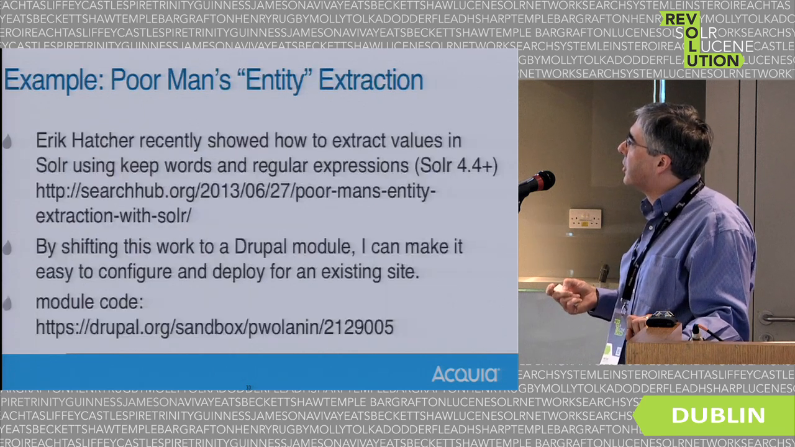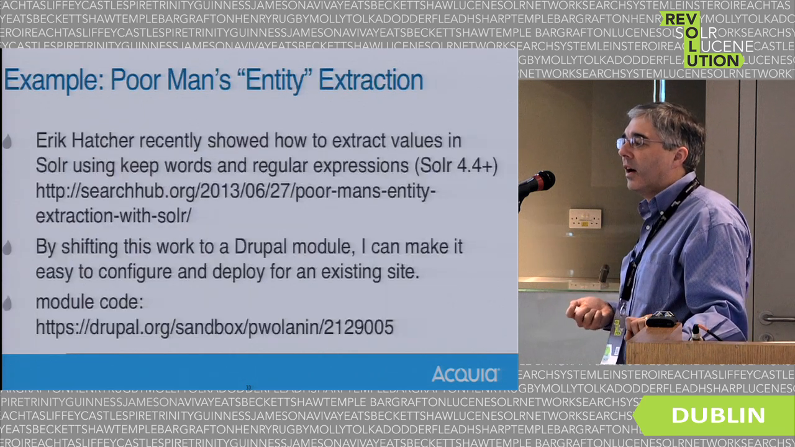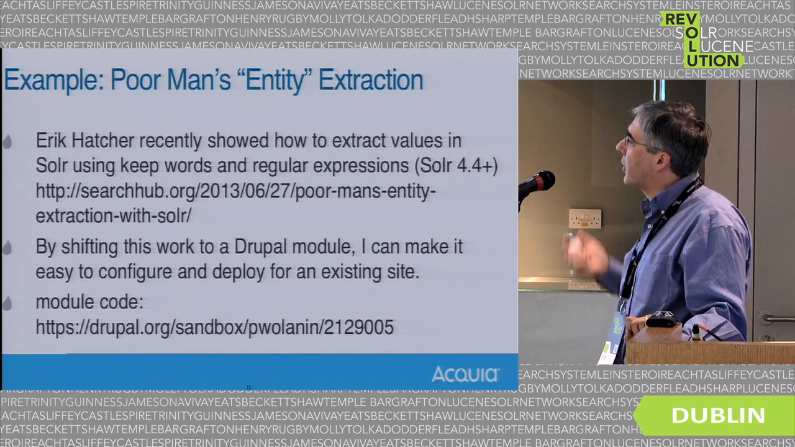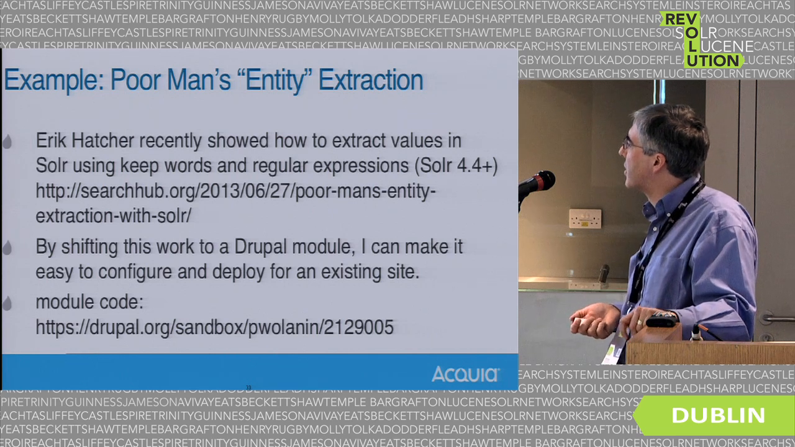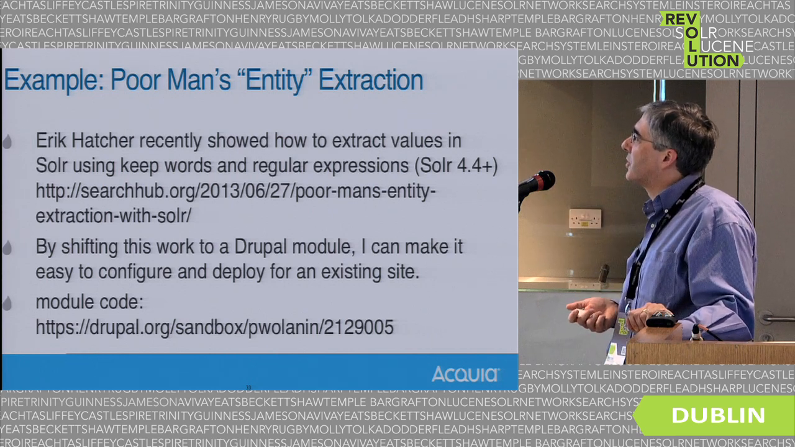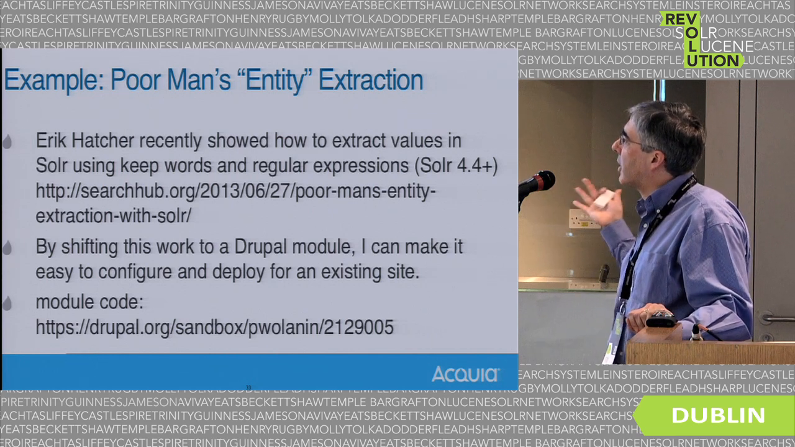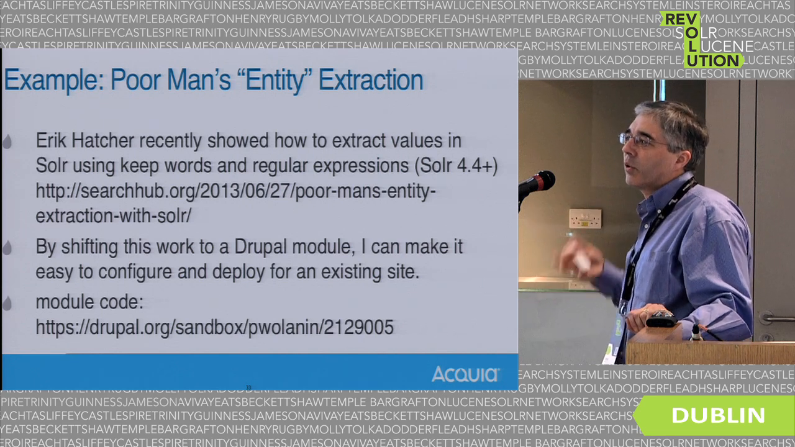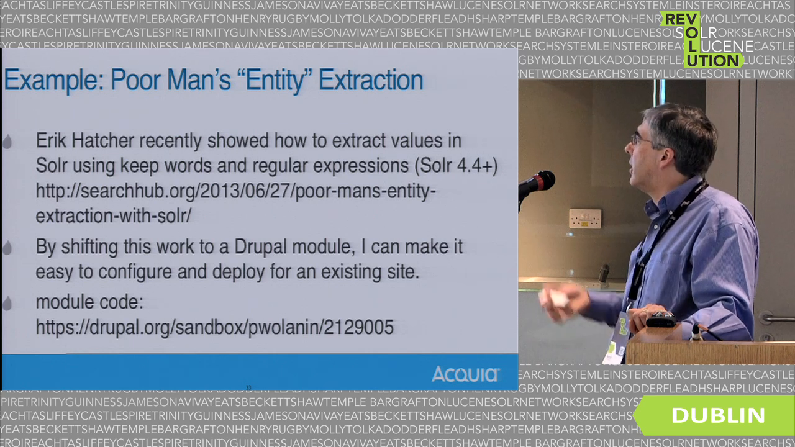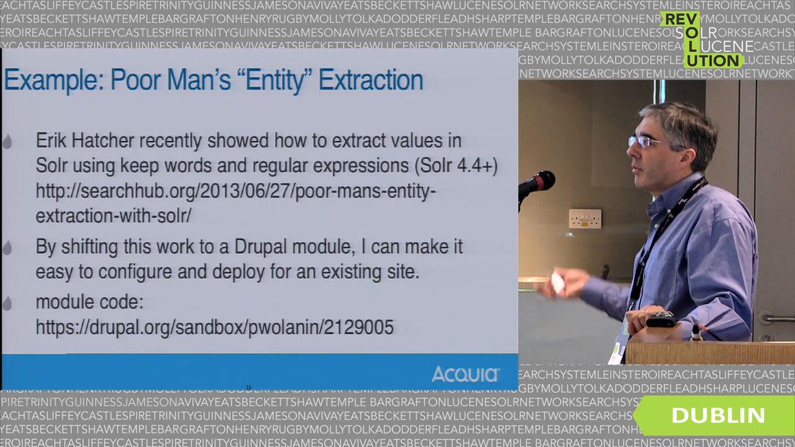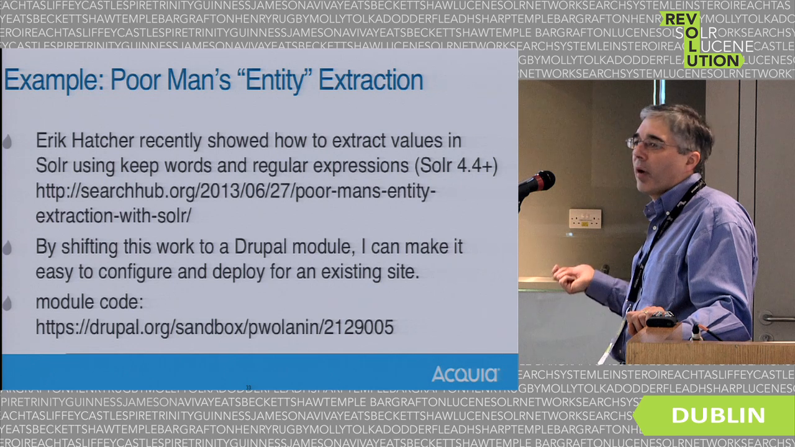Then to go a little more into preparing a document for indexing. I don't know if any of you saw Eric Hatcher's talk yesterday, where he talked about poor man's entity extraction. If not, he has a blog post there. One of the things I wanted to point out is that some of the features there are only available in the latest couple versions of Solr. So depending on what version of Solr you're running, you may have thought, well, I want to do that, but I don't know how to.